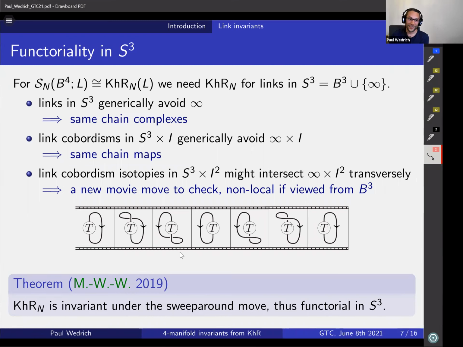Caveat, this is actually not a single movie move in the classical sense, because you have to check this for every 1-1 tangle T, which makes this so complicated. And there's no bound on the complexity of what such a computation actually entails. So you cannot detect this with brute force in the same way as you can attack the other movie move checks using brute force. All right, thank you.